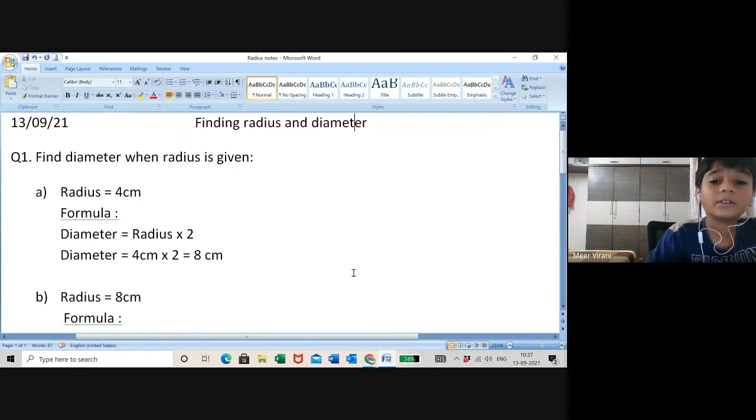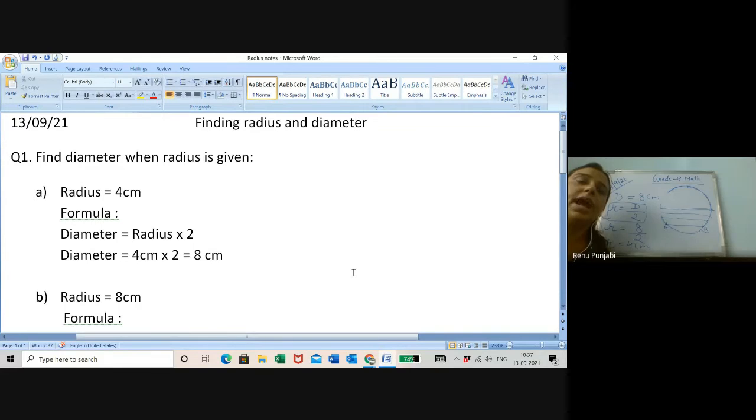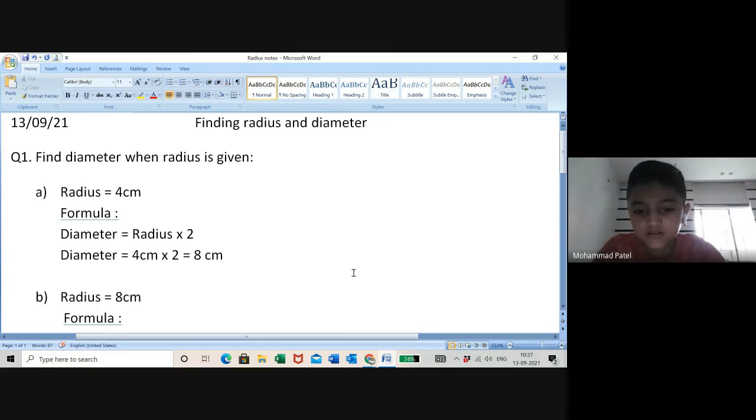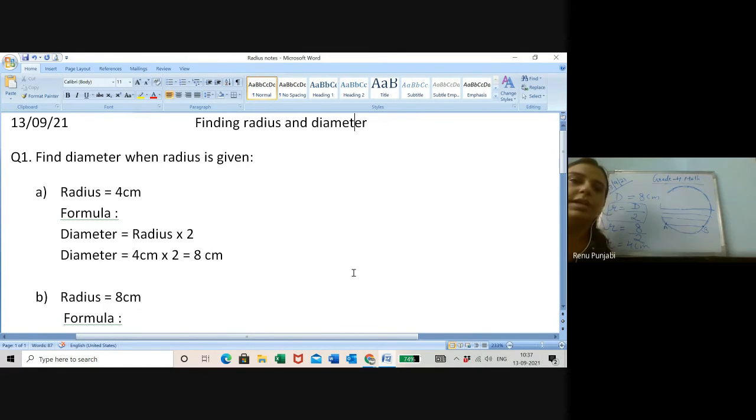So the diameter will be... the radius is 200 centimeter. Then the diameter of 100? How, beta? Diameter is not half, diameter will be double. If the radius is 200 centimeter, the diameter will be 400 centimeter. Got it? Yes.